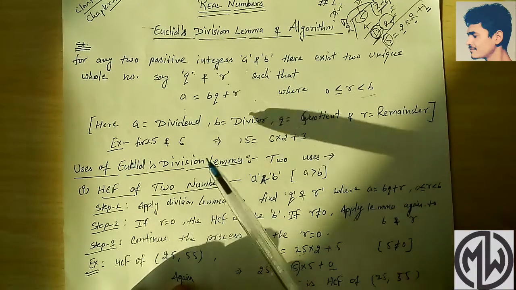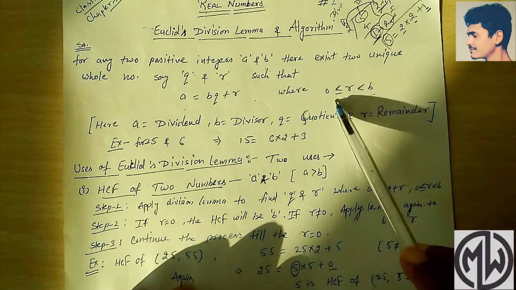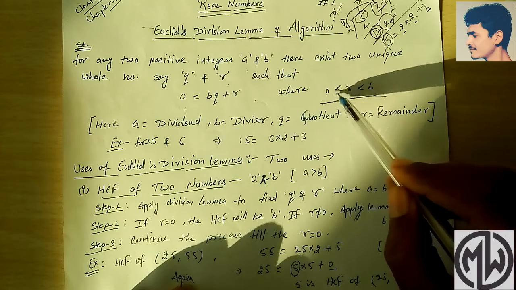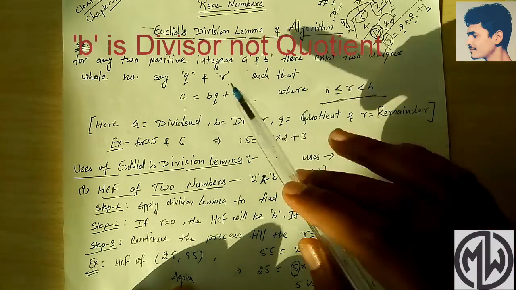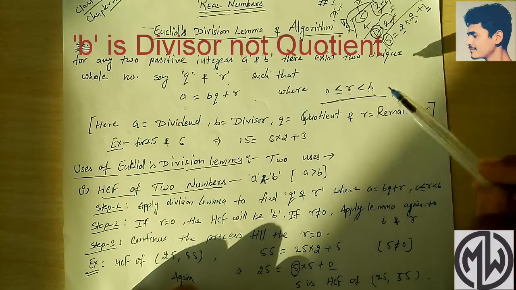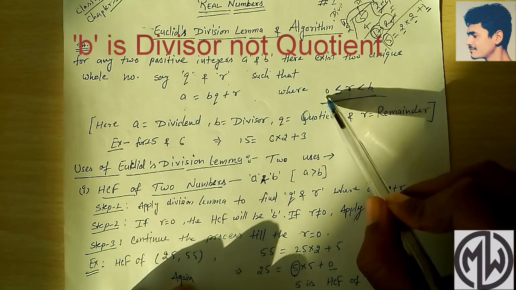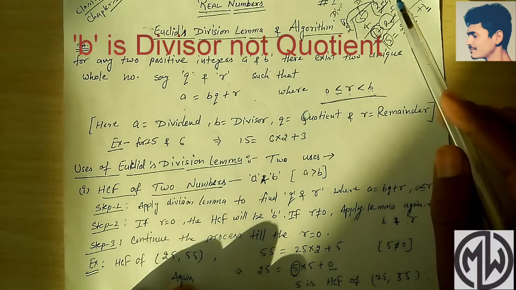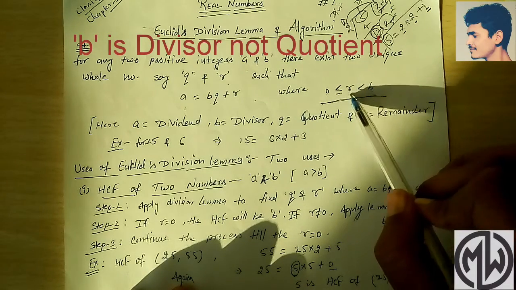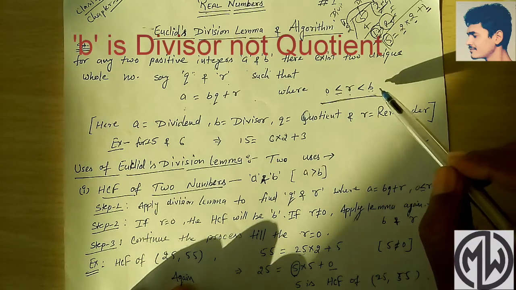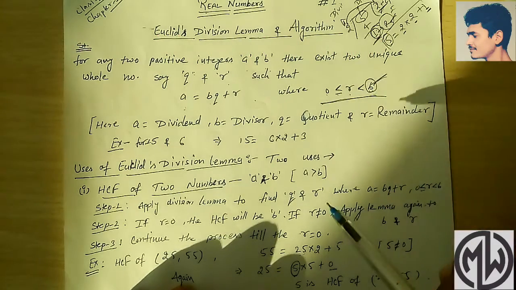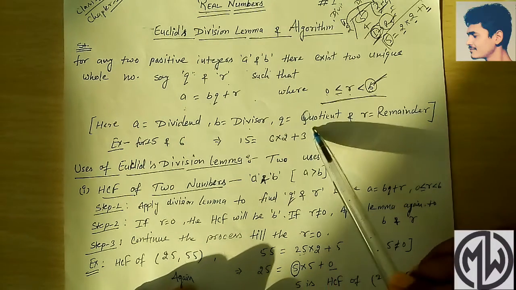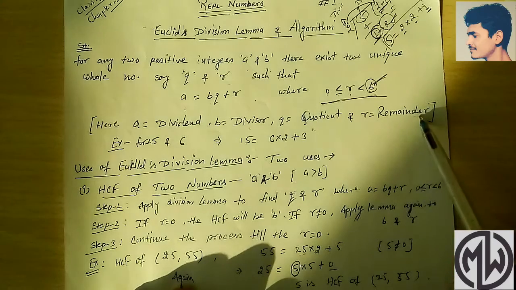Alright, so a is equal to bq plus r, where r is greater than or equal to 0. This is the most important property. r is equal to 0 or greater than 0 and less than b. The value of r, meaning the remainder, will always be either 0 or greater than 0, but it will never be equal to, sorry, it will always be smaller than b. So here a is the dividend, b is the divisor obviously, q is your quotient and r is the remainder.